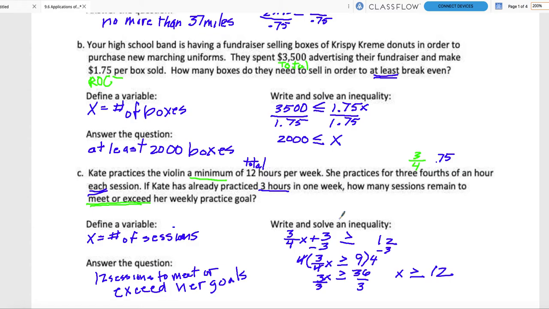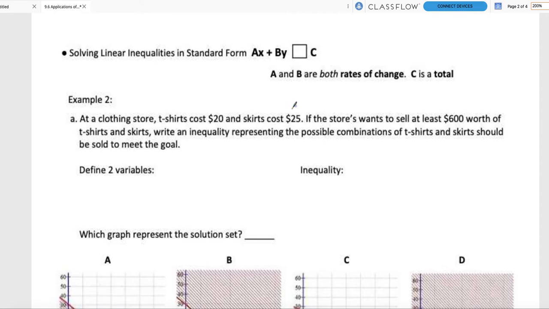This time we're going to take a look at some graphs. Page 2? Maybe not. Oh, it's right here. All right, here's page 2. All right, this side of the page, we're going to do the inequalities. They're still in linear form, but this time it's standard form. So ax plus by, and we're not going to have an equal. We're going to have a greater than, less than, whatever it is, and c.